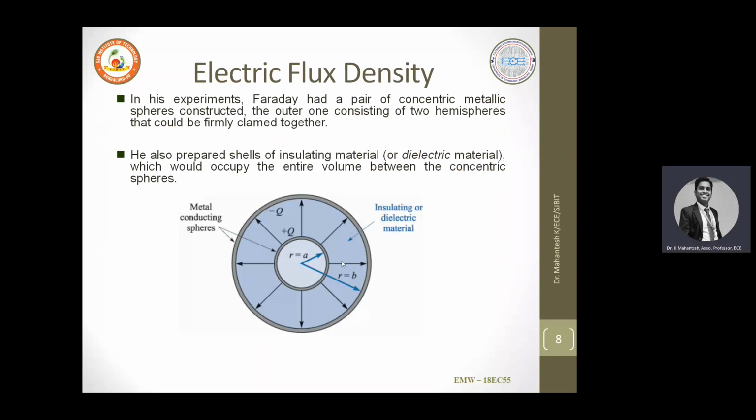In the next video, we will be discussing more about electric flux density, and the introduction of Gauss's law and divergence in the coming videos.